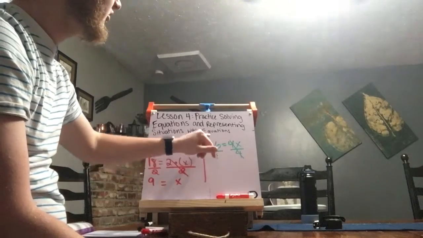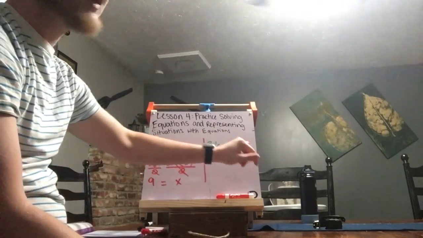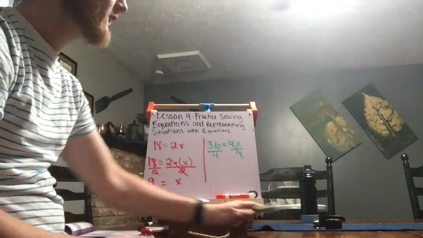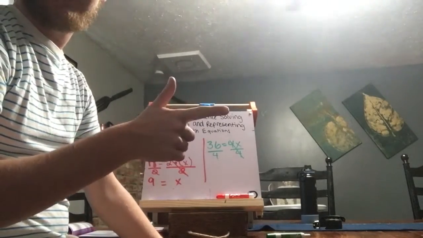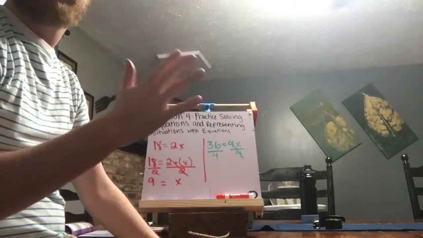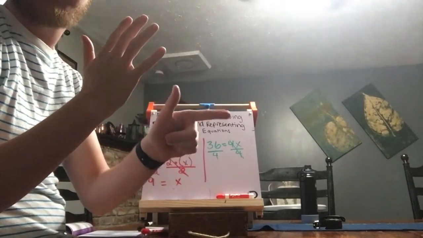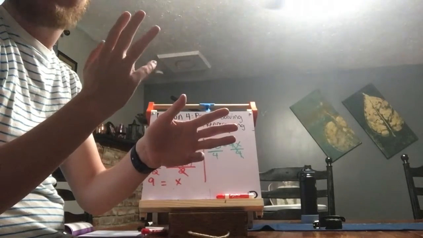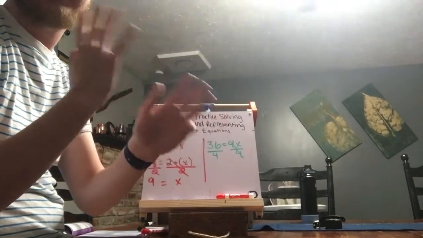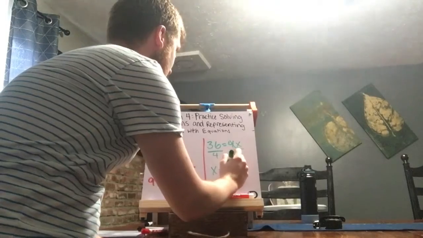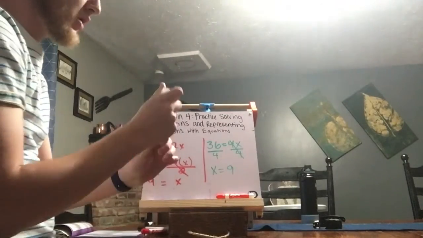So essentially now this is 36 divided by 4 equals x. So what does 36 divided by 4 equal? So let's skip count by 4s. 4, 8, 12, 16, 20, 24, 28, 32, and 36. So that's 1, 2, 3, 4, 5, 6, 7, 8, 9. So x in this case also equals 9. So that's what you and your partner will be doing.